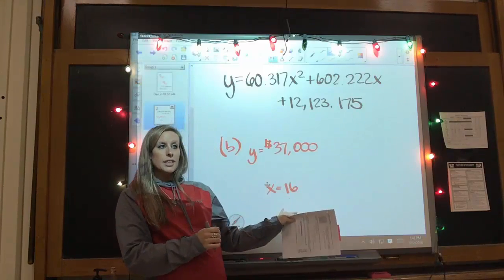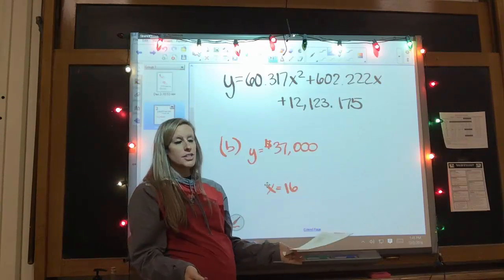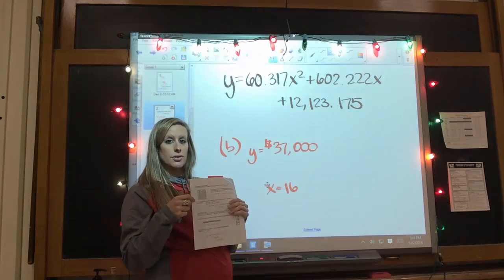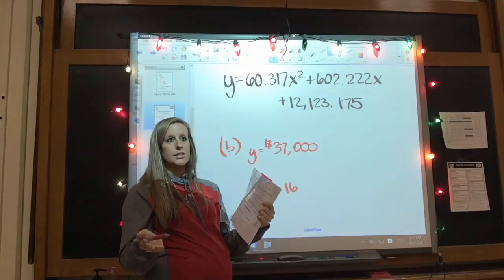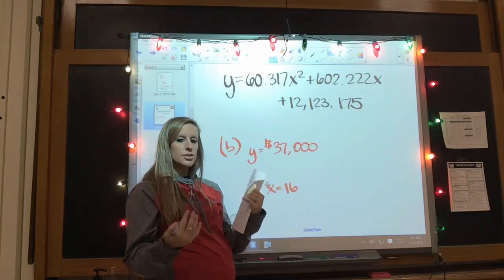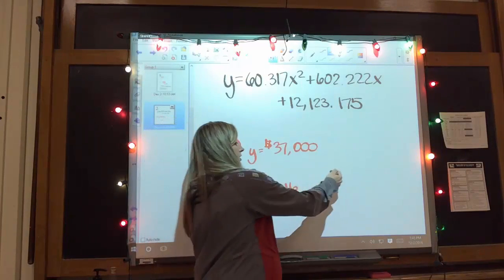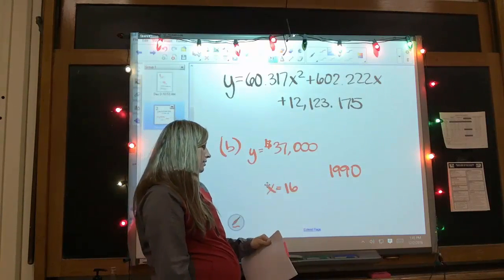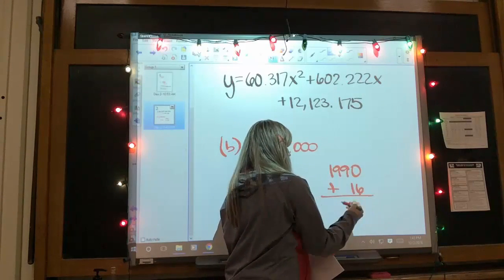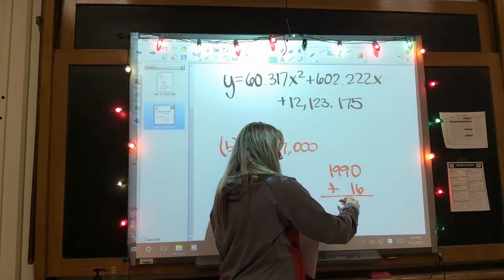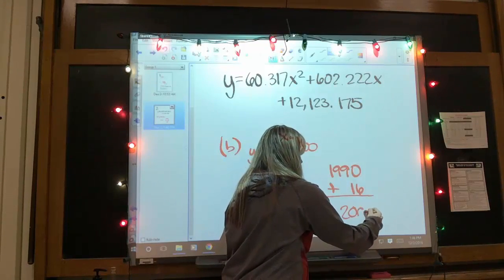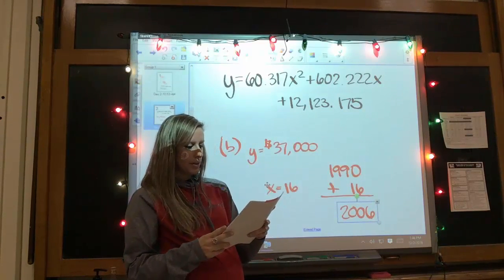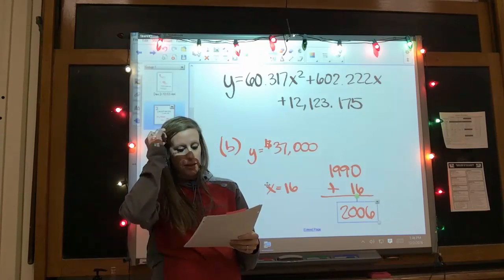Now, this doesn't mean that it's going to be in the year 16, that's $37,000. So you have to look back at your table and know what we started from. Remember, 1991 was X equals 1. 1992 is X equals 2. We started out at the year 1990. So we're going to take 1990 and add 16, and you get 2006. So in the year 2006, it finally reaches 37,000.